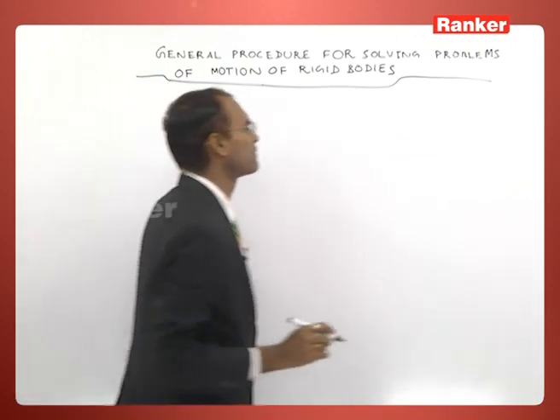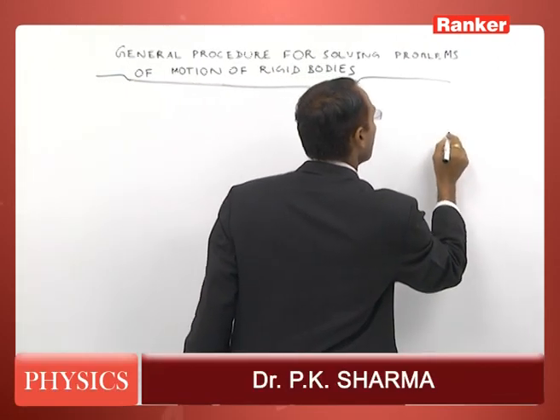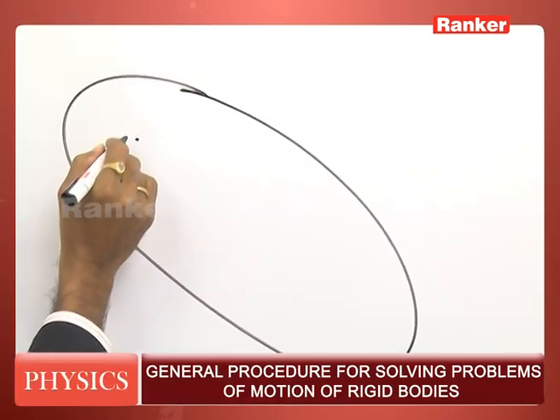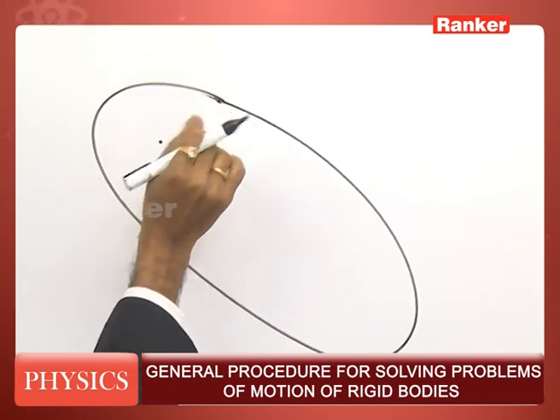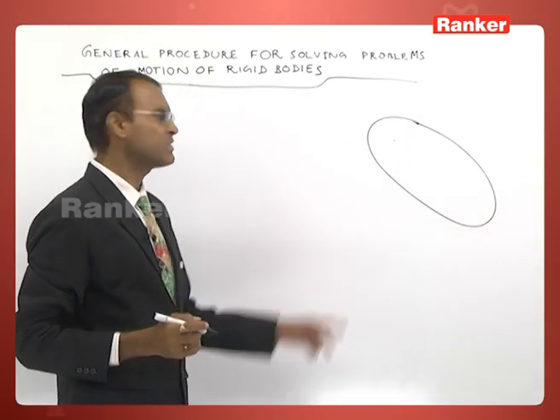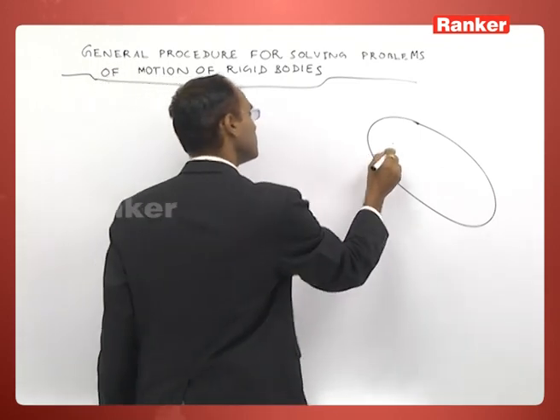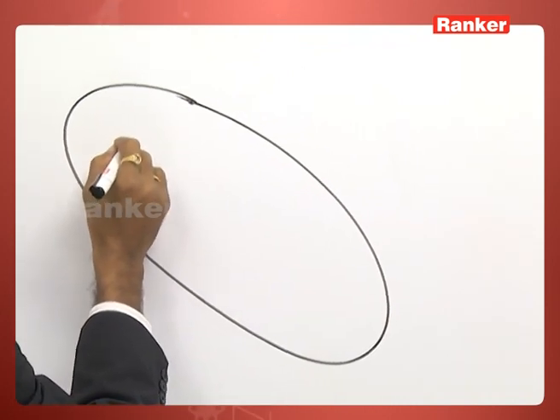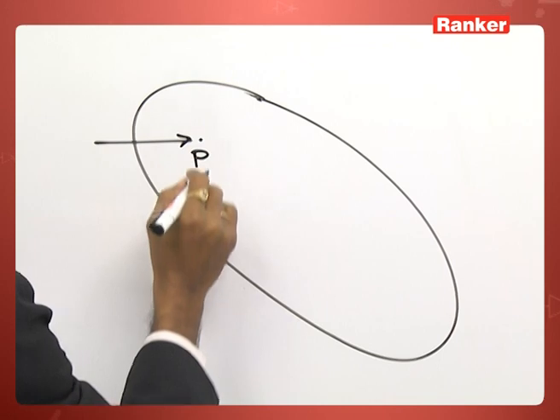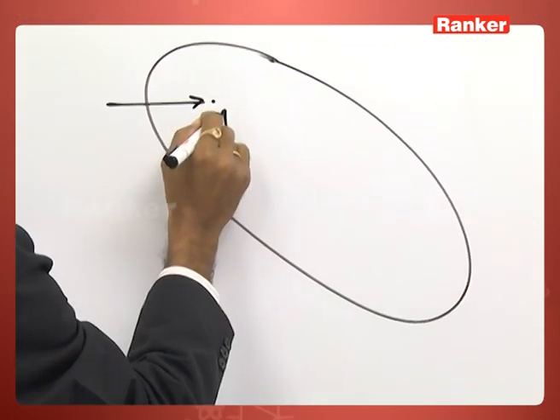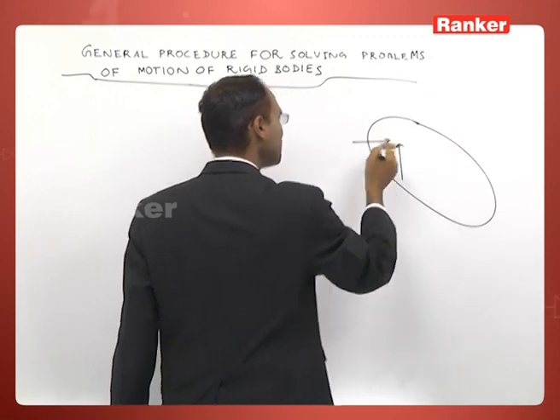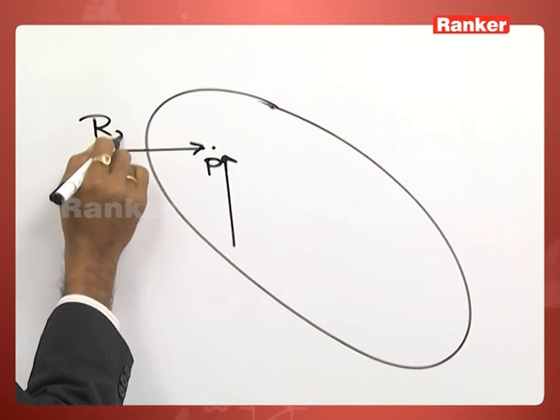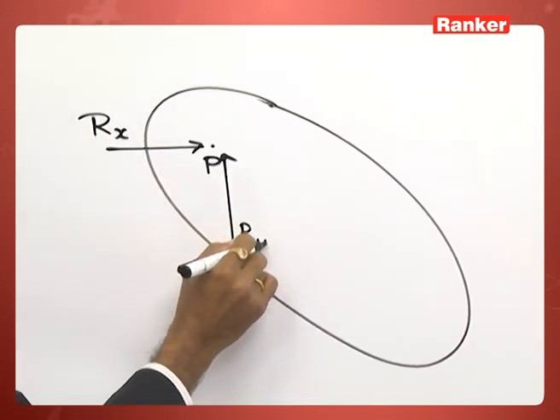In this procedure, if you assume that this rigid body is pivoted at this point P, let us divide the reaction force on the rigid body as Rx and Ry respectively.